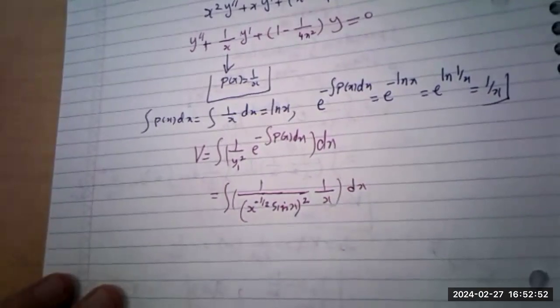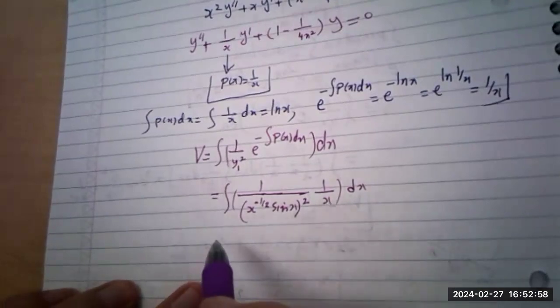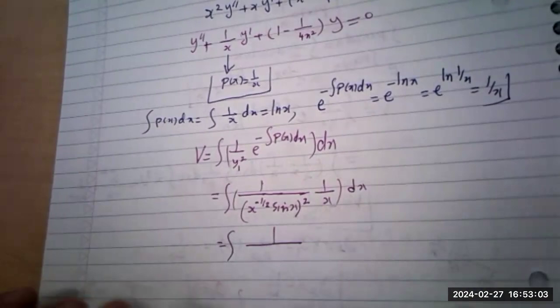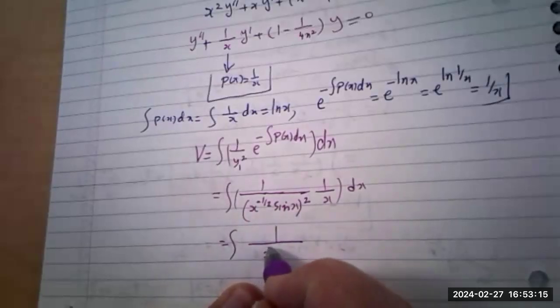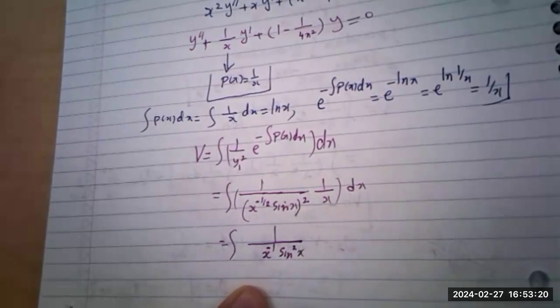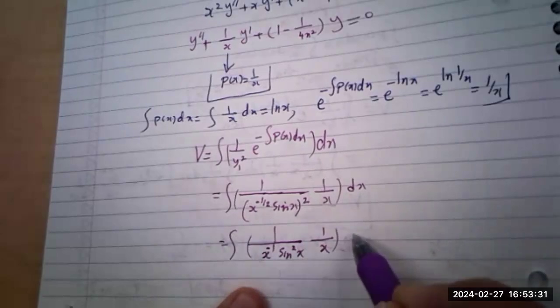Now we have to simplify it. How are we going to simplify it? You square it first. It's going to be the integral of 1 over x to the negative half, you square it. What's going to be the result? Negative 1. When you square, you multiply the exponents together. So that gives x to the negative 1, and this is going to be sine square of x. Then you have to multiply by 1 over x dx.